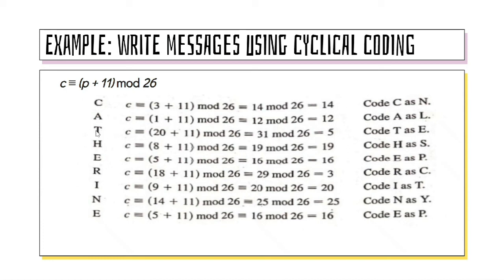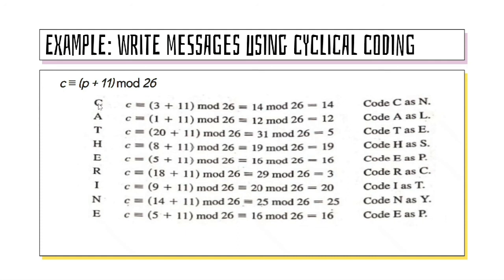The same with letter T. It is the 20th letter. So 20 plus 11, mod 26. And this one can be divided by 26, right? 31 divided by 26 is equal to 1, and there's a remainder of 5. So this is the answer, 5. And then the 5th letter is letter E. So we can code T as E.